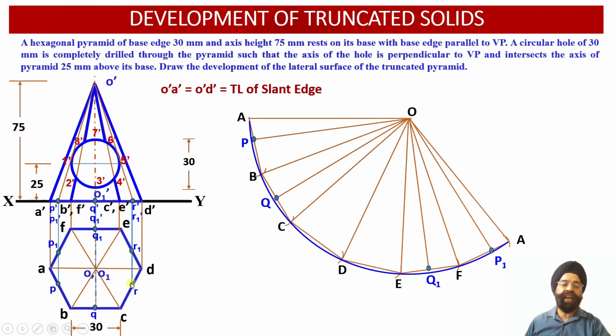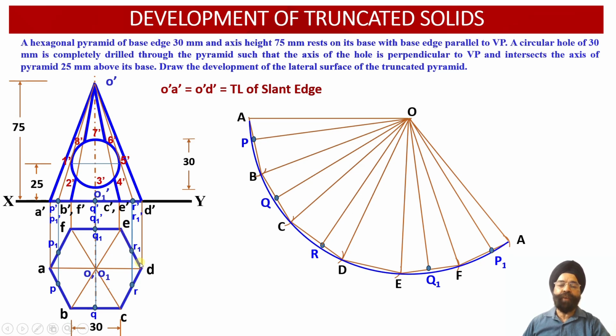Next points available with us are R and R1. So we know that point R happens to lie between these two corners C and D onto this edge CD. So onto the edge CD, we know the distance of point R from D. So we'll mark the same distance of R from D. So this point will be located into the development view over here. And having located point R, now we can join OR generator over here. And the last point which is available over here is R1.